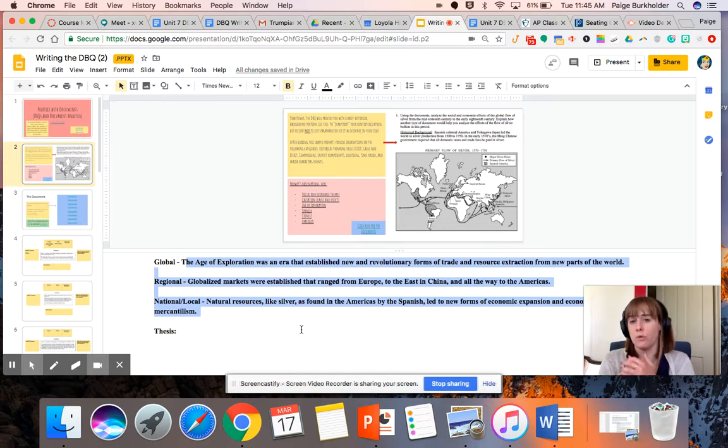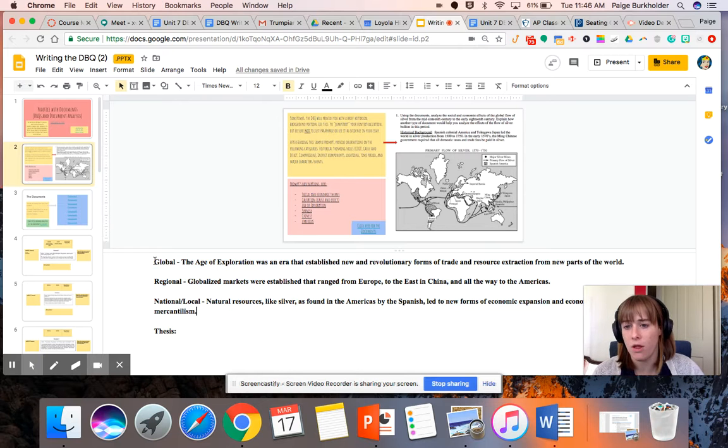So remember, you always start off with the context of the surrounding information around the prompt first in an intro paragraph. And the easy formula to follow is the global, regional, national/local formula. Okay, so this is what we wrote in first period. We said, the Age of Exploration was an era that established new and revolutionary forms of trade and resource extraction from new parts of the world. Very broad, very global. We're just saying this was the time period and this was what happened.